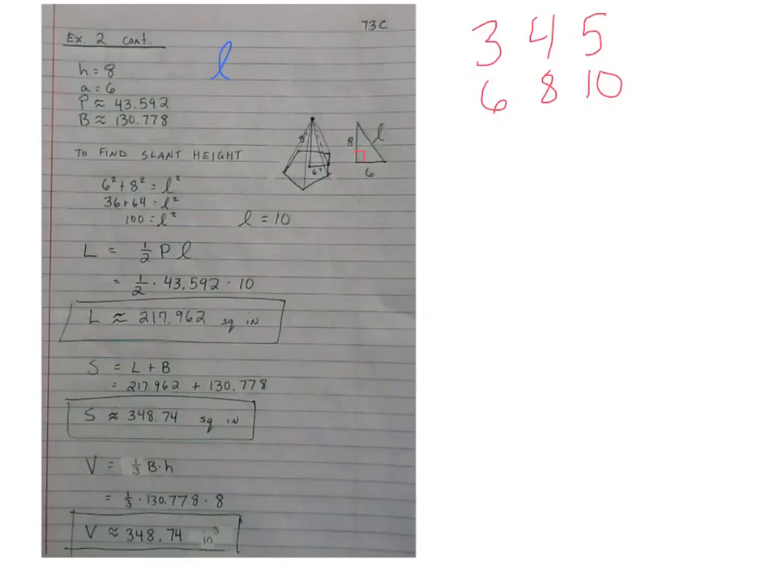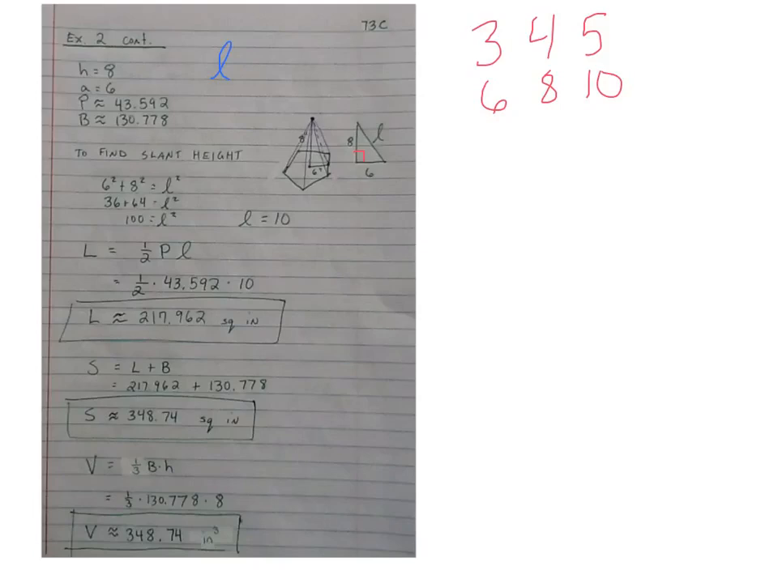From there we find the surface area, which is lateral plus base. So we take our lateral area that we just calculated, and we add to it our base area. And on the previous page we calculated the base area to be 130.778. So if we add those two together, we get a surface area of 348.74 square inches.